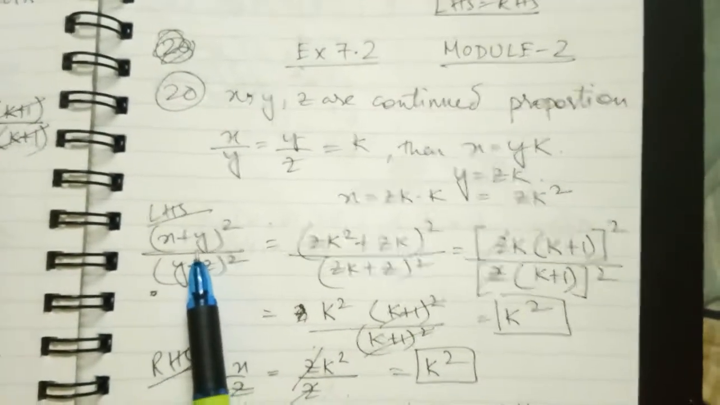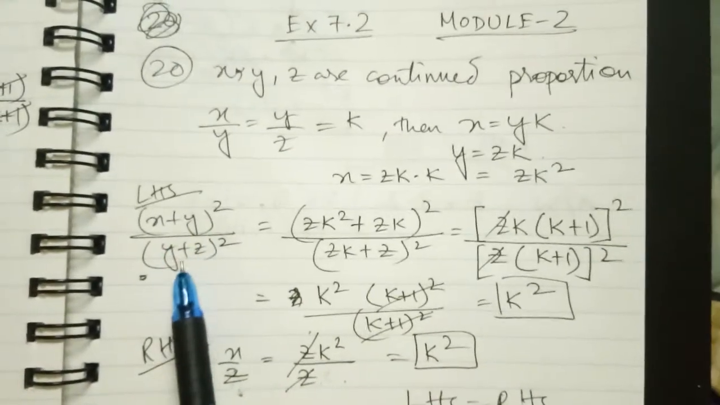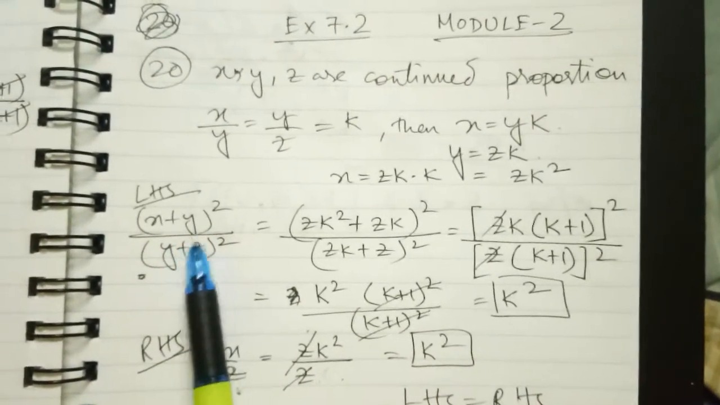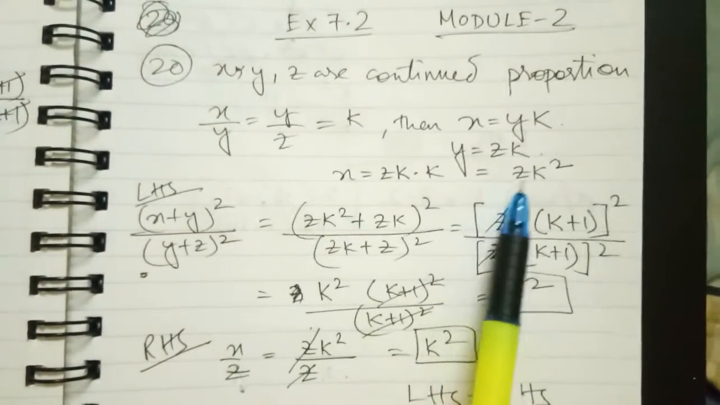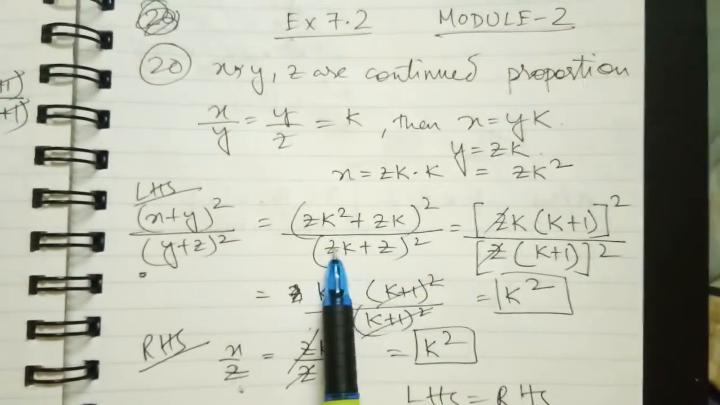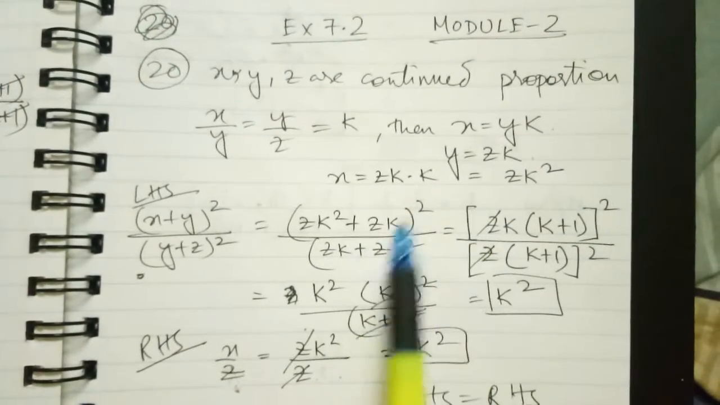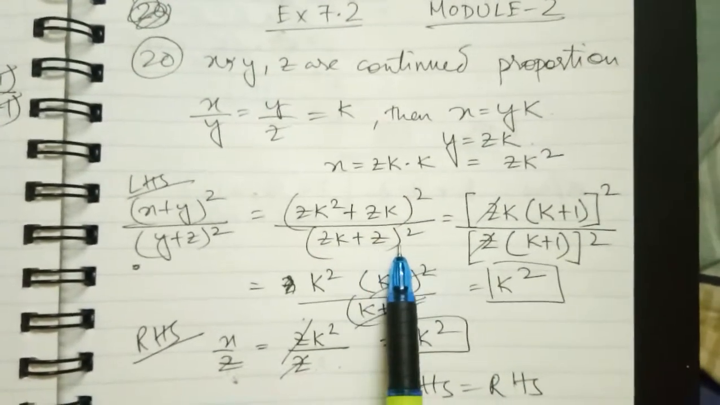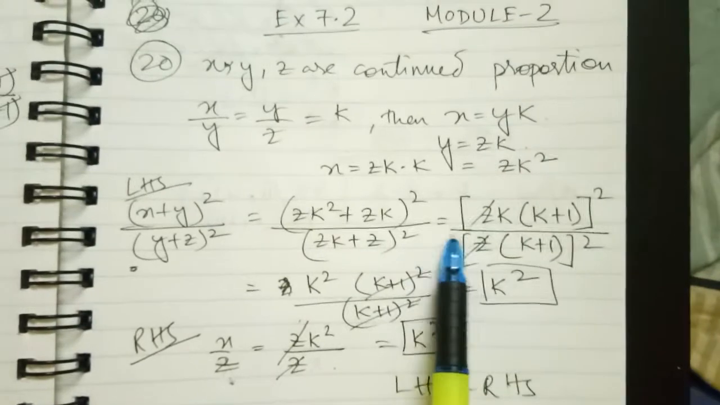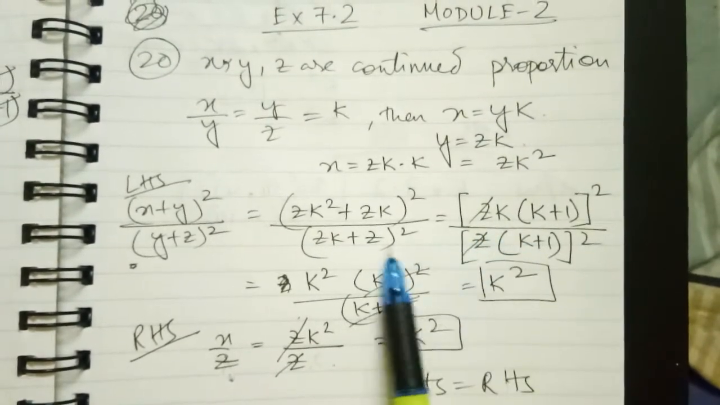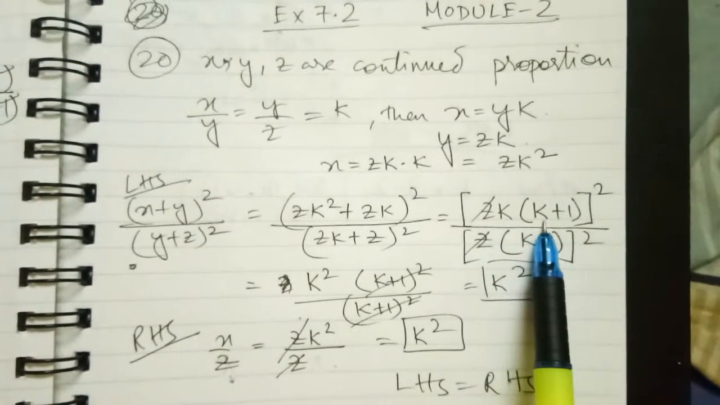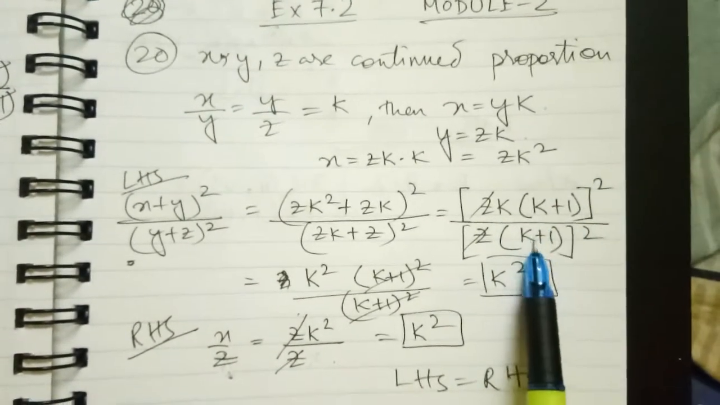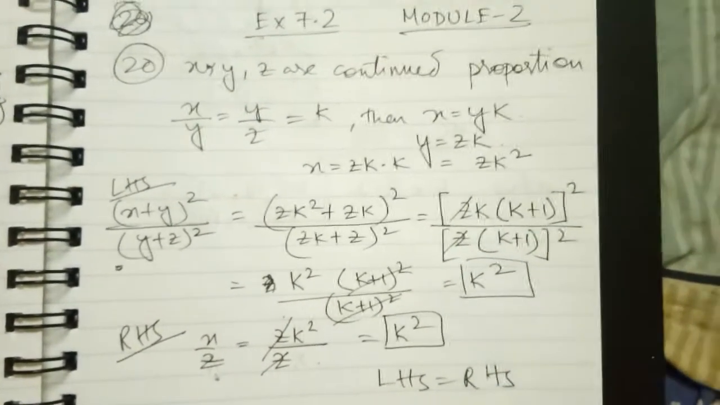Now in that question I have taken the LHS. I substitute the values of x and y. x is zk square, plus zk whole square, and in place of y I have written zk plus z whole square. From here I have taken z and k common, and in the denominator also z common. What is remaining is k plus 1, and k plus 1 whole square.